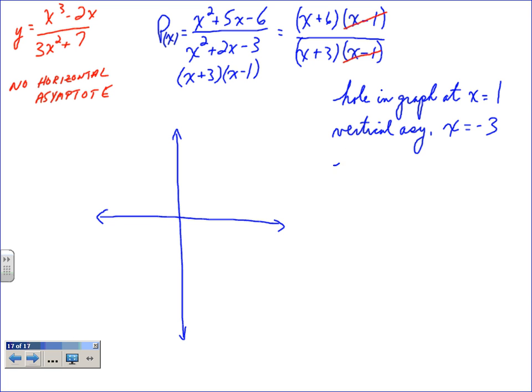And then, what is your horizontal? Well, that's going to be y equals, tell me, y equals what? 1. The degree is the same, so we're looking at the coefficients. 1x squared over 1x squared, 1 over 1 is 1. Here's what this might look like then. Here's your vertical asymptote at negative 3. Here's your horizontal asymptote at 1.